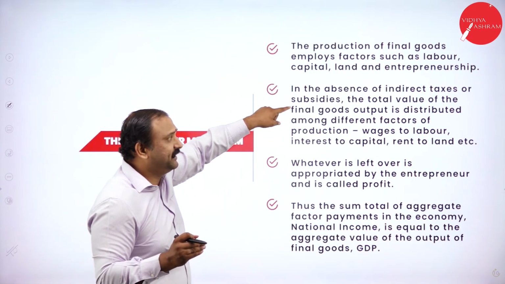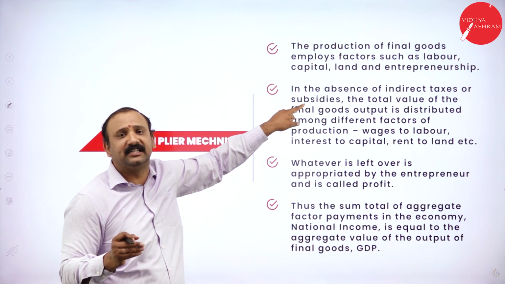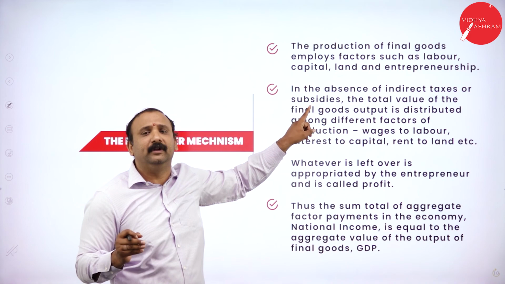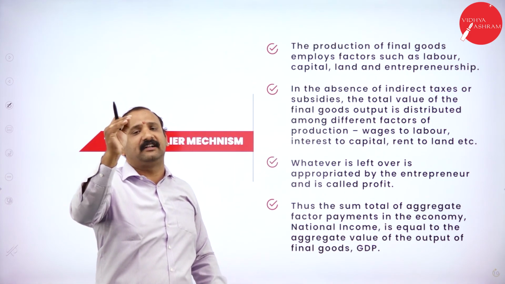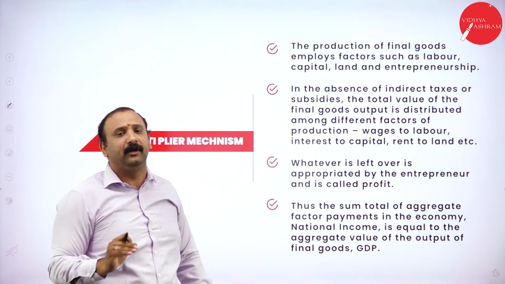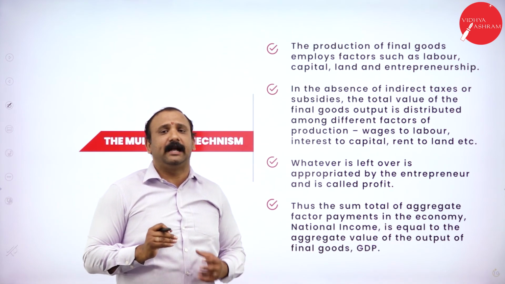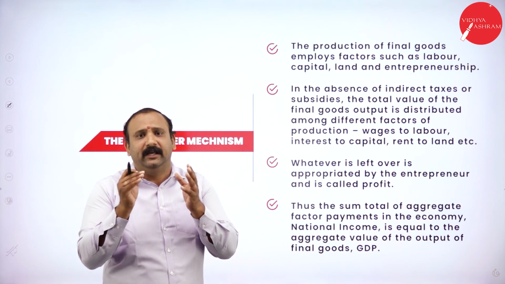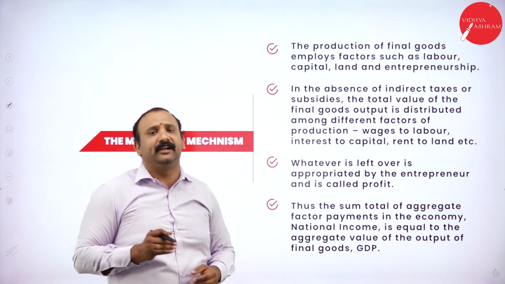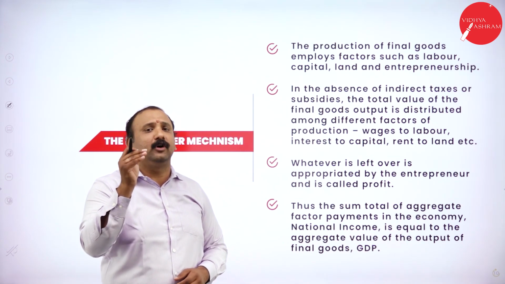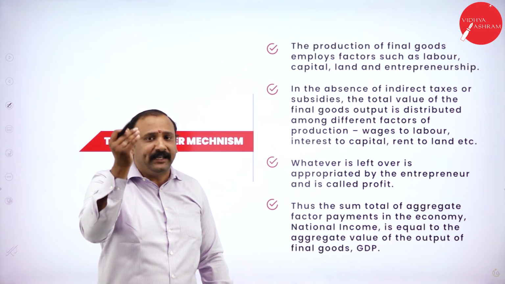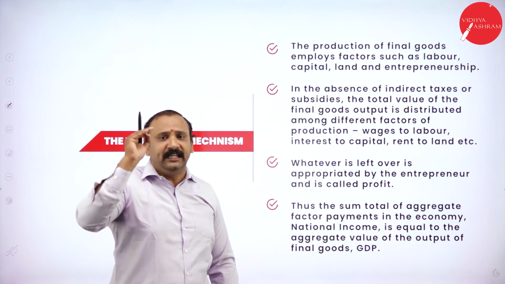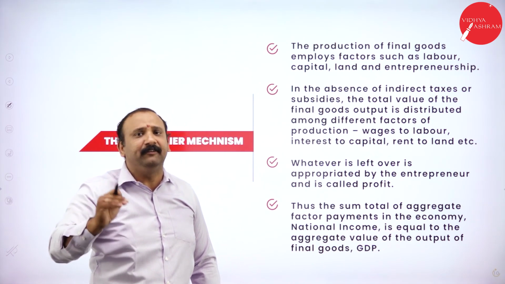The second factor: in the absence of direct taxes or subsidies, the total value of the final goods output is distributed among the factors of production, that is, wages for labor. Why am I saying this? Now if you look at countries in the Middle East, like Dubai, Muscat, Qatar and all those places, because they don't have taxes, the money is distributed again in the form of wages to the labor. The money is again distributed in the form of benefit to the people.